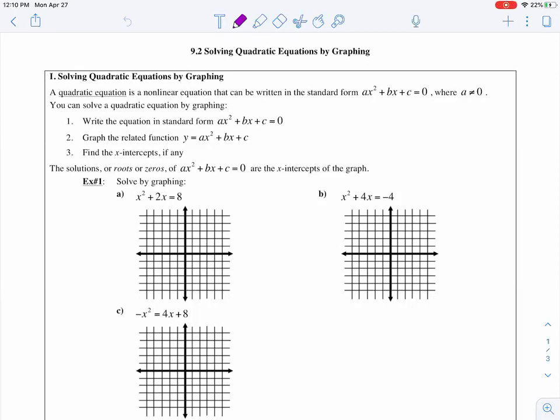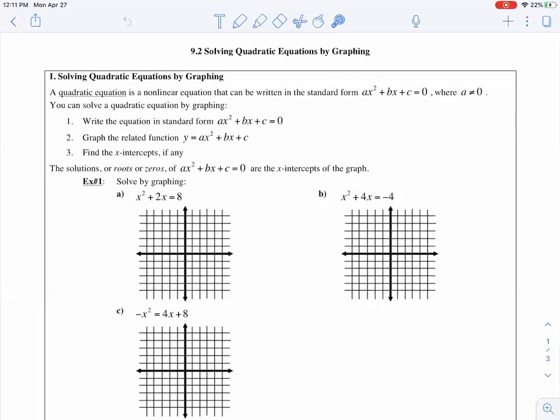Okay, so you all know that the standard form of a quadratic equation is ax squared plus bx plus c is equal to 0, where a is not equal to 0, right? If you want to solve a quadratic equation by graphing, which most people don't do because it's easier to do factoring and stuff like that to solve it. But because this is a lesson, I'm just going to show you guys how to solve by graphing.